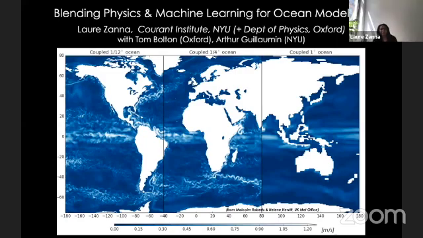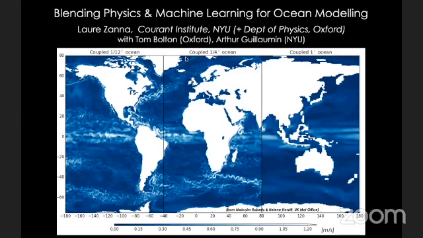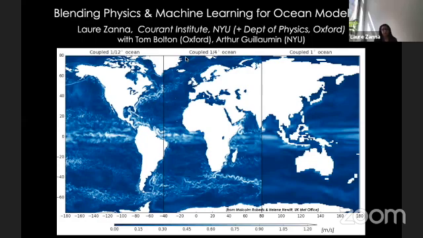Okay, great. Thank you very much to the organizer for having me. Pretty exciting workshop. So I'll be talking about some work we've been doing with my former PhD student, Tom Bolton at Oxford, who's now graduated, and a postdoc, KGML at NYU, who started a little less than a year ago. And the main motivation of our work is trying to represent processes that are not included in climate models, and especially here, I'm going to talk about the oceans only, and using machine learning to actually represent those processes.